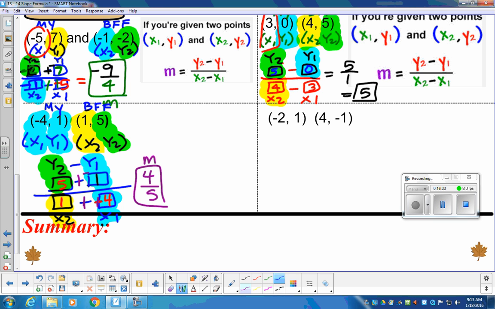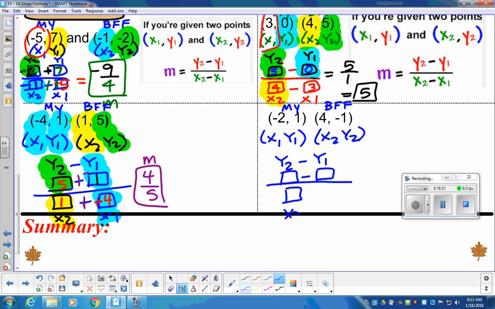Here we go, 7th grade. So we have my hotel room here, best friend's hotel room here. This is the first hotel room. This is the second hotel room. So we have those subscripts, x1, y1, x2, y2. The formula says y2 minus y1 divided by x2 minus x1. So we're looking for the steepness of this line. We are still measuring rise over run.